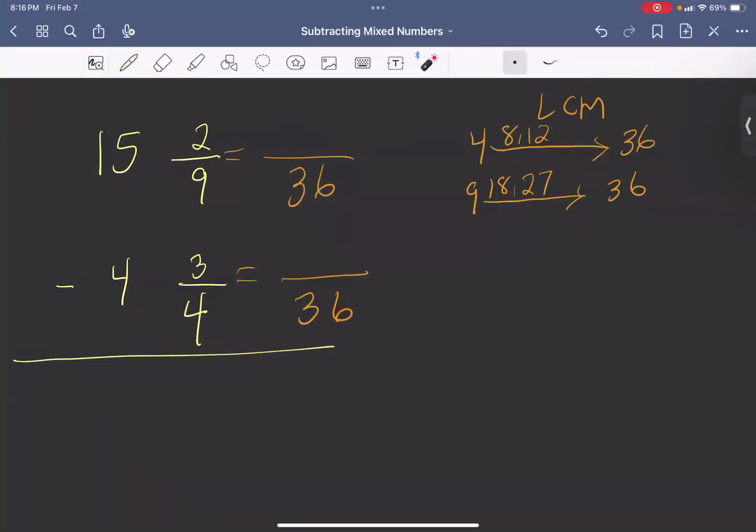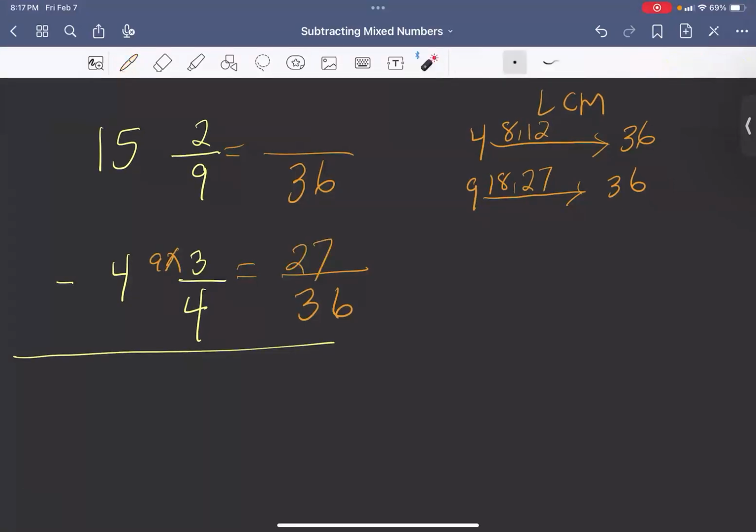So 36 divided by 4, we divide and multiply the quotient. 36 divided by 4 is 9. 9 times 3 is 27. 36 divided by 9 is 4. And 4 times 2 is 8. We have the same situation. The fraction on top is smaller than the fraction on the bottom.